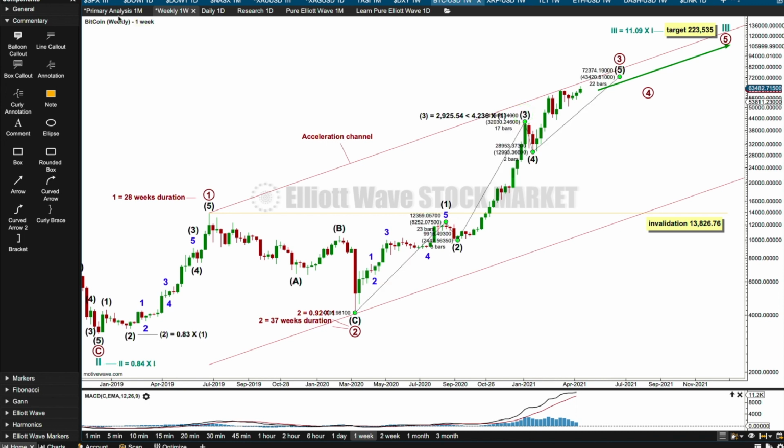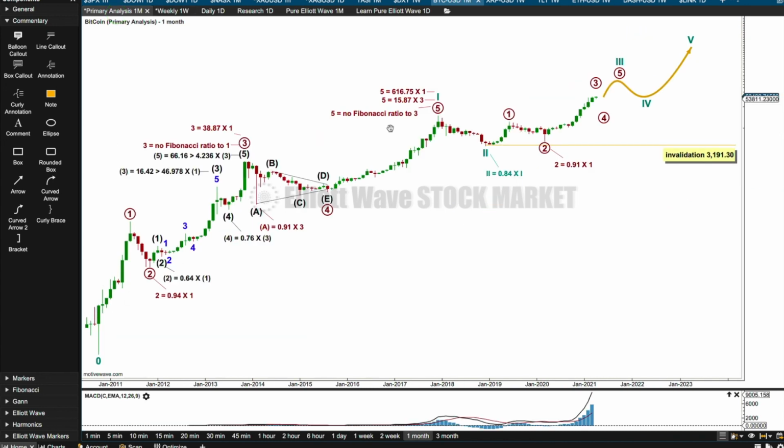So now we're looking, let's start from the monthly chart. We've got primary wave 1 is a beautiful looking 5-wave structure. It doesn't have good Fibonacci ratios. There's no Fibonacci ratio between primary 3 and primary 5 within this impulse. So we've got 1, 2, 3, 4, 5.